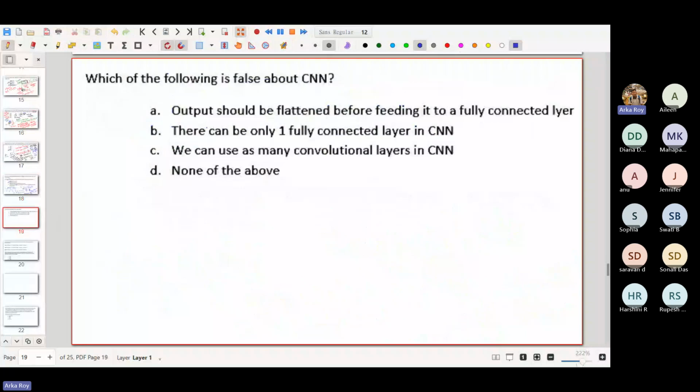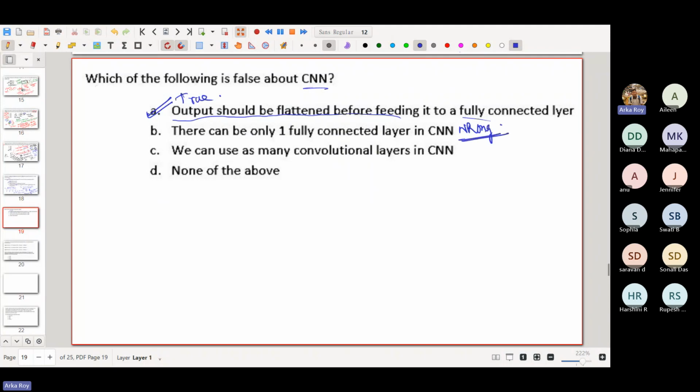The next question is, which of the following is false about CNN? So let us scan. Output should be flattened before feeding it to the fully connected layer. Yes, because the convolutional output, whatever you get, first you have to flatten it and then you need to feed it to the fully connected layer. So this one is true. Then there can be only one fully connected layer. This is wrong.